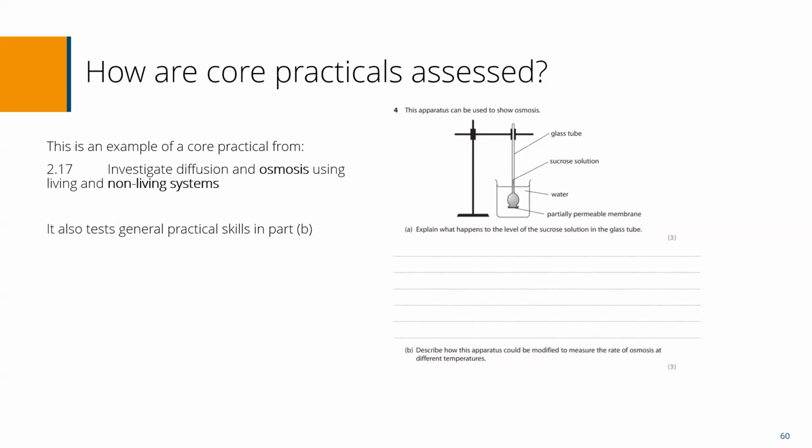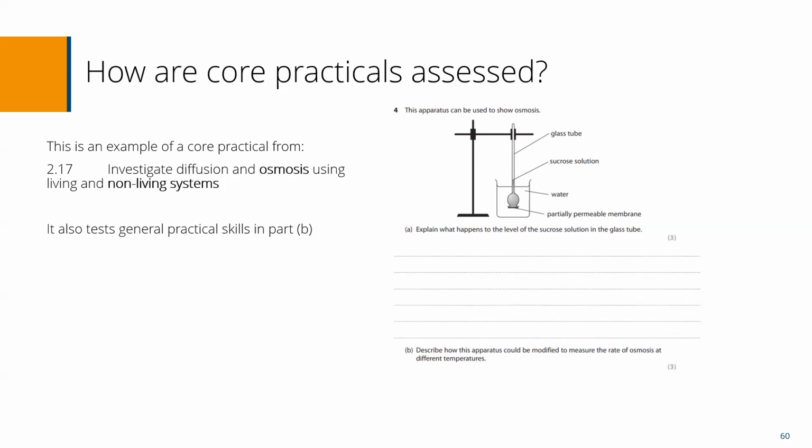And here's a typical core practical question. Obviously this is investigating diffusion. So if I was a student, I'd be saying, right, this apparatus can be used to show osmosis. Yes, I've done this. I recognize it. It's one of the practicals we did. But what's going on? I've got a glass tube. The sucrose solution is the one that's in gray. It's sitting in water with a partially permeable membrane. So what did my teacher tell me? The water is going to go in through the partially permeable membrane, and that'll make the level rise. I've done this experiment before. I've worked it out.